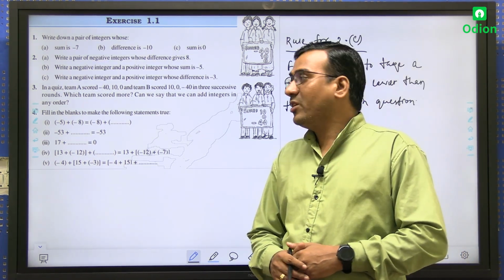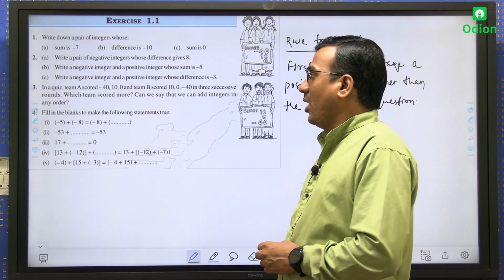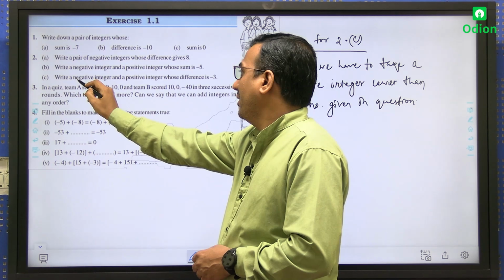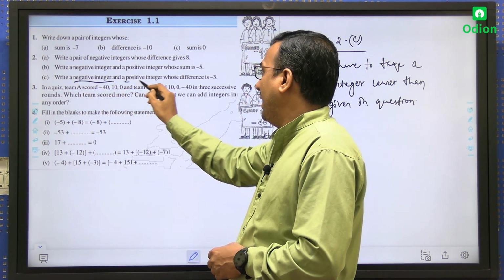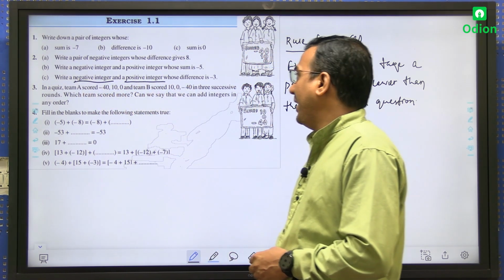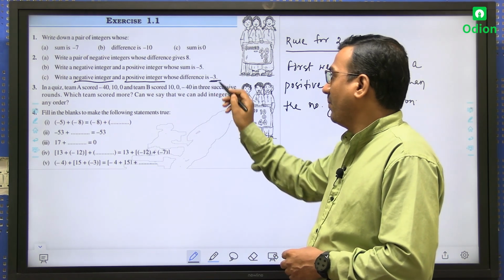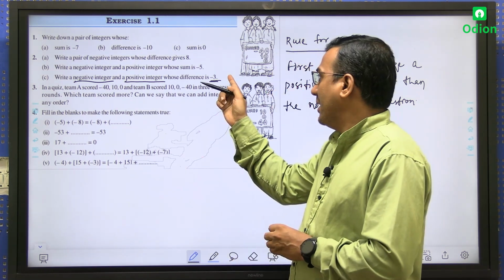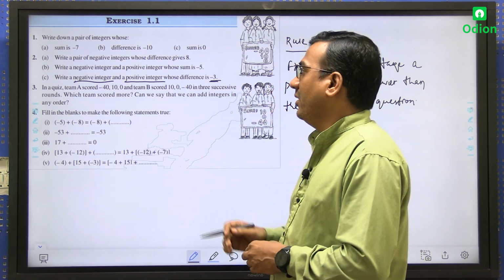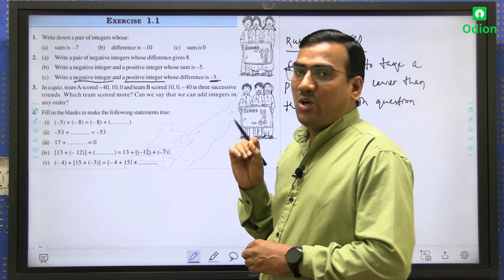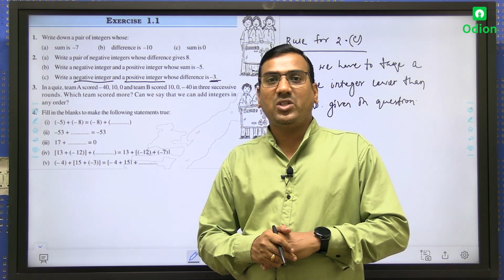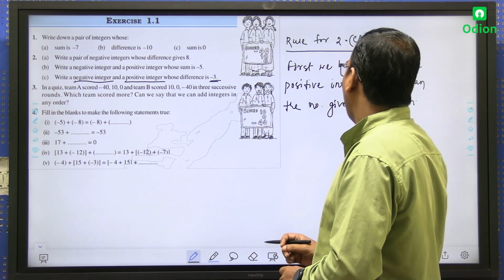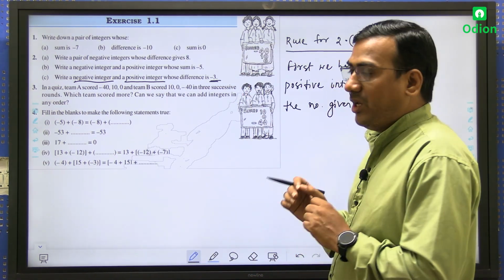Okay, students, then go on to solve point number C. Write a negative integer and a positive integer whose difference is negative 3. When it is about the answer being negative, and one is your negative integer and the second one is your positive integer, remember one thing: you have to take a smaller number. You have to take a lower number.